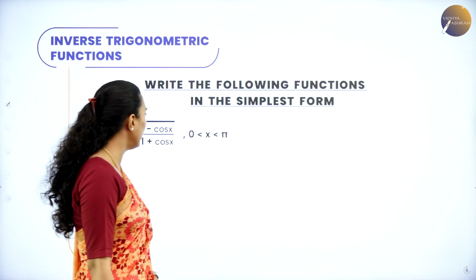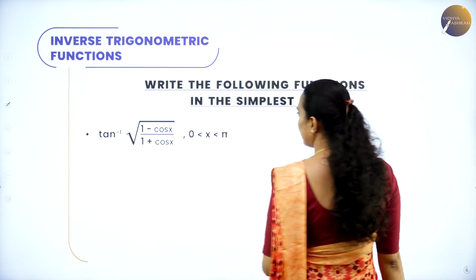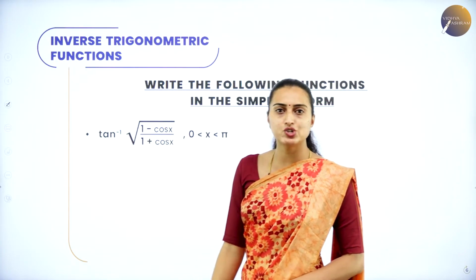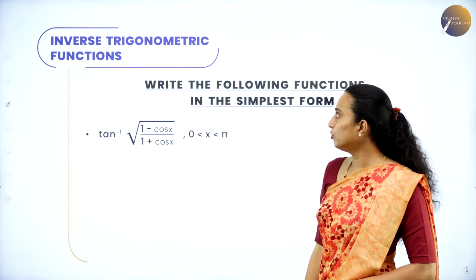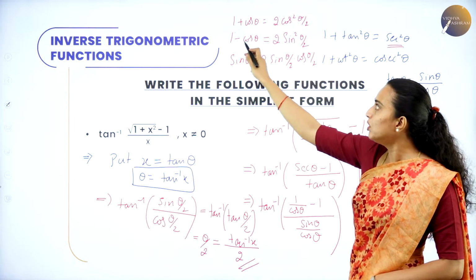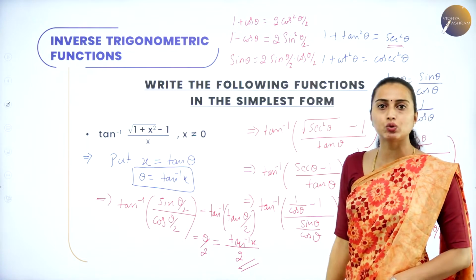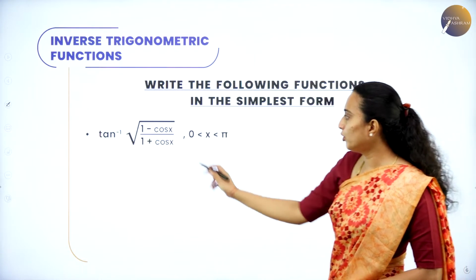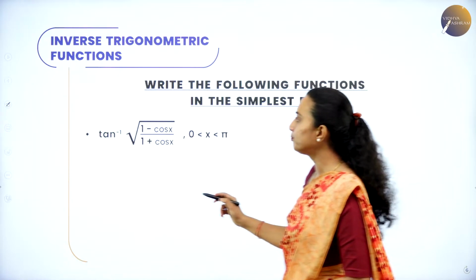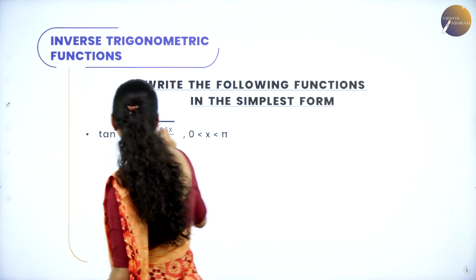What is that? They have given under the root 1 minus cos x divided by 1 plus cos x. The outside function is tan inverse. So therefore, you know already the substitution. 1 plus cos theta is 2 cos squared theta by 2. 1 minus cos theta is 2 sin squared theta by 2. Therefore, I am going to make a substitution as it is. If you want, I can write the formula here.